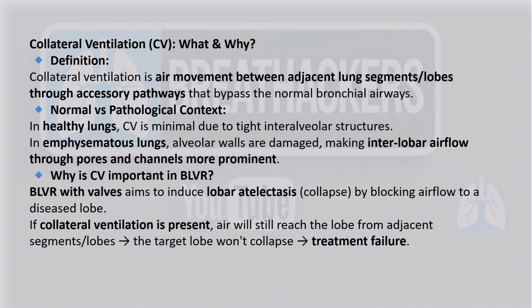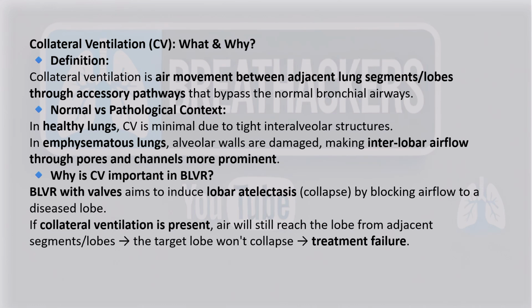What is collateral ventilation? It is basically the movement of air between two adjacent segments or lobes through these pathways that we discussed in the previous slides. In a healthy lung, the flow through these channels will be minimal, almost nil, because of the tight interalveolar structures. But in case of emphysema, where the alveolar walls are damaged, the flow through these pores and channels becomes more prominent. And why is it important before we proceed to any bronchoscopic lung volume reduction?